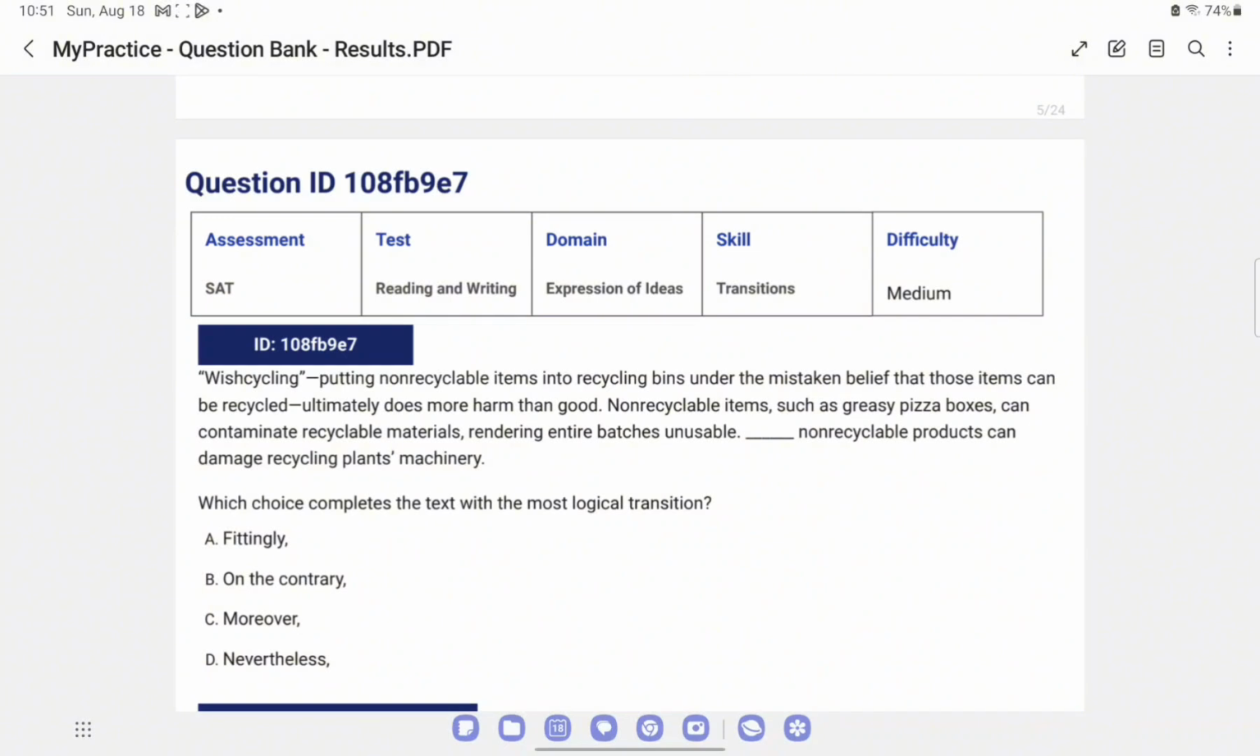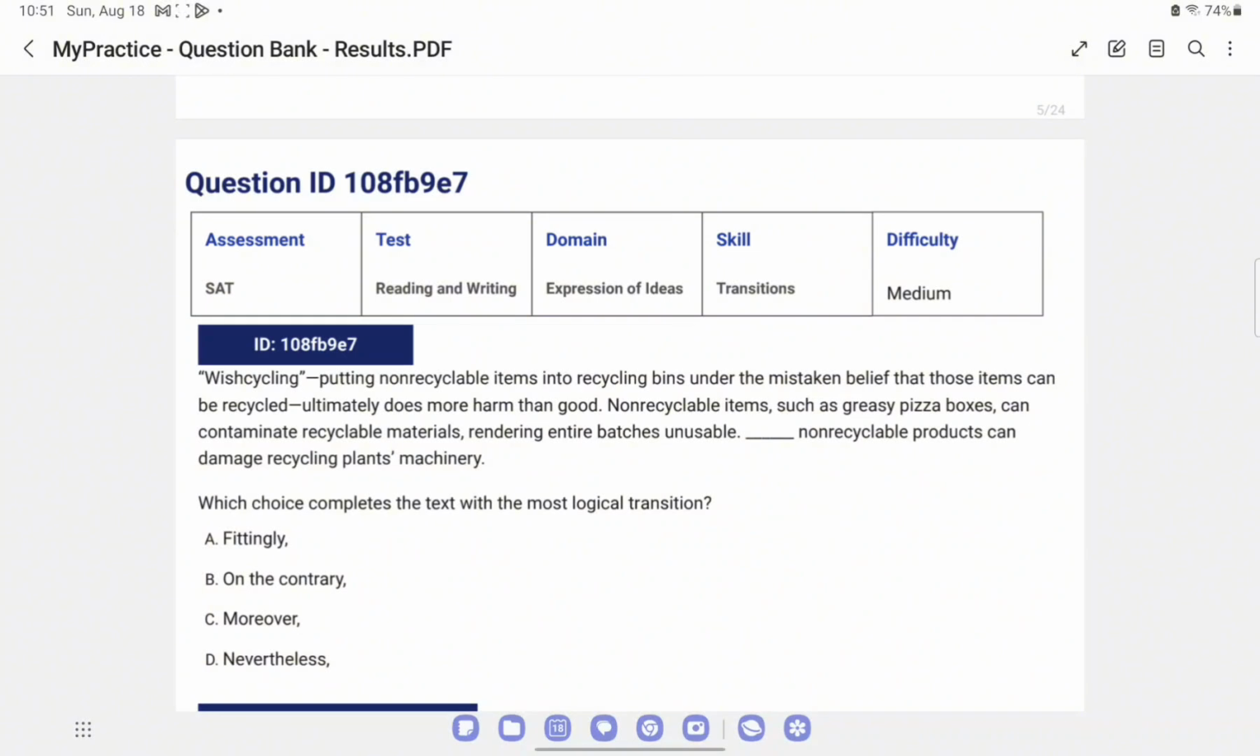Because fittingly, I mean, maybe. Because, I mean, they damage the batch. Why wouldn't they damage the machine? On the contrary, no. Why would it be on the contrary? This is about the same thing. Like, we're not talking about two views on the opposite sides of the spectrum or whatever. This is not on the contrary. No, we're still talking about the same thing.